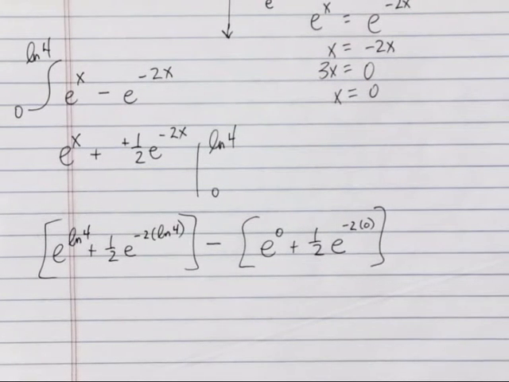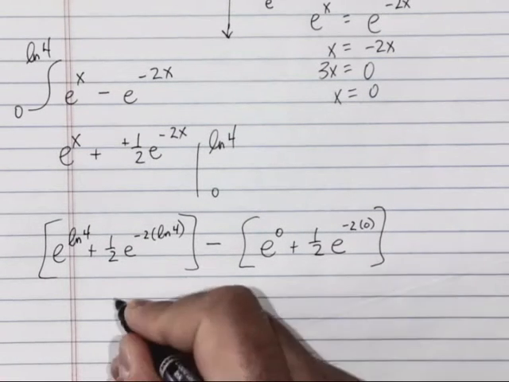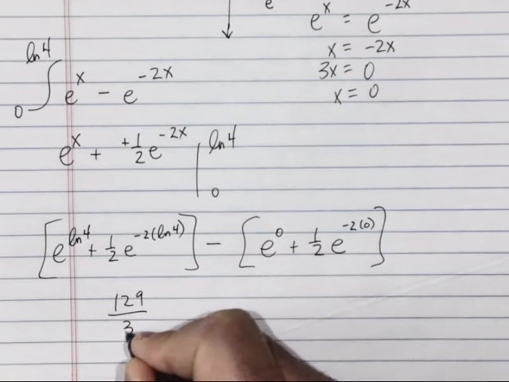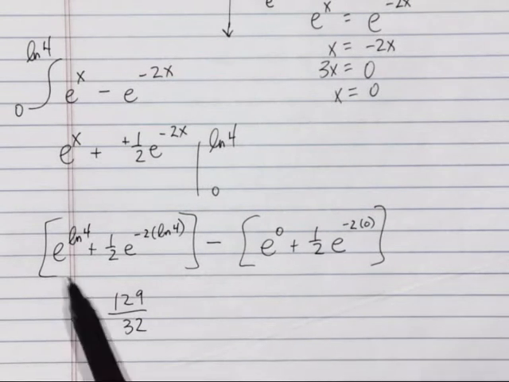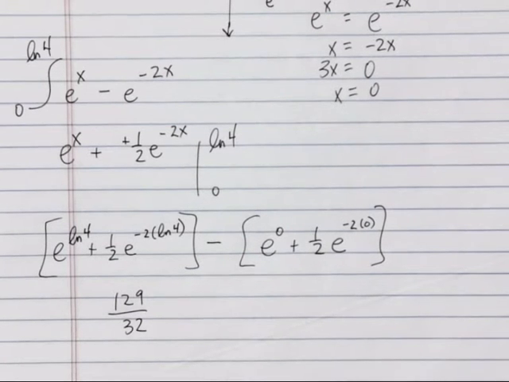Alright, and so we get some kind of crazy fractions, decimals here when we work this out. We actually get 129 over 32 for this one. And, I'm saving some steps here by not working that out. But, if you know how to use a calculator, you can basically just plug that whole thing in, and it will also convert that to a fraction for you, just to keep it accurate.